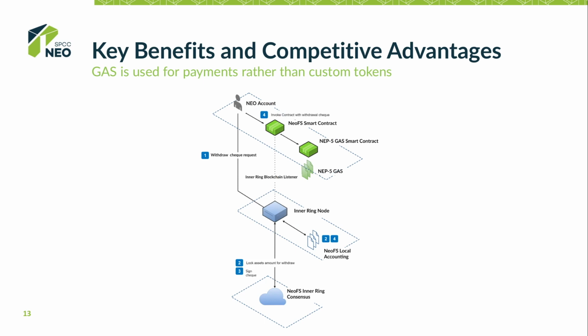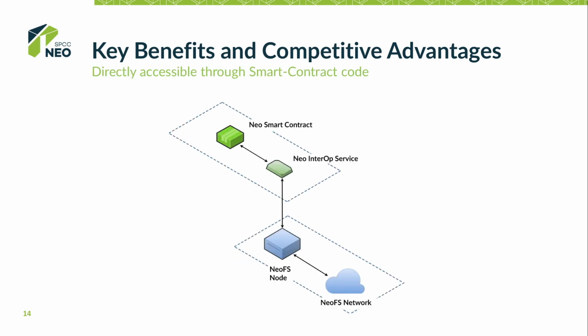To do it, the user has to issue a withdraw call to NeoFS. In-ring nodes will log the desired amount and issue a check signed by all in-ring nodes. Then, the user has to invoke the NeoFS smart contract, providing it with this check. If it is verified successfully, the smart contract will send gas to the user's address, and in-ring nodes will reflect those changes in the internal account balance. If the check is not used during the validity period, the gas locked for withdrawal will be unlocked, just like in the real world.